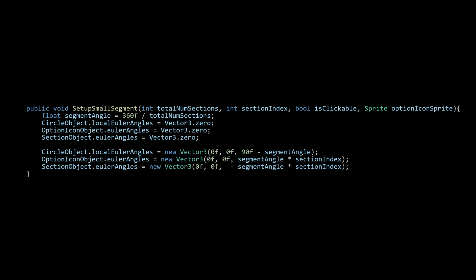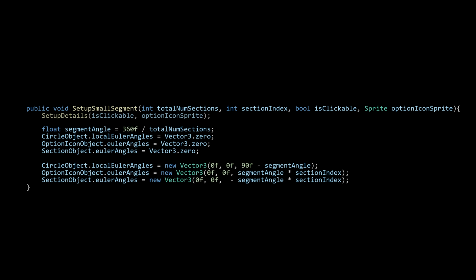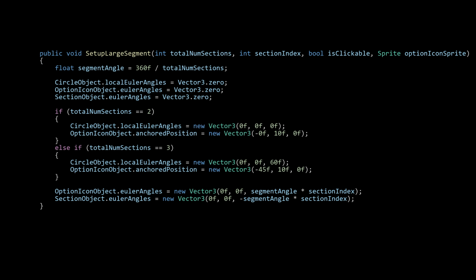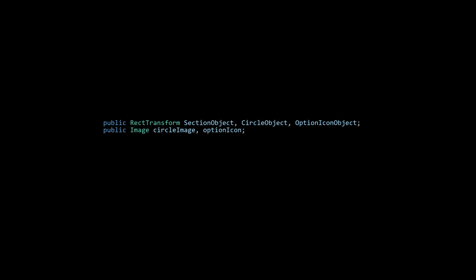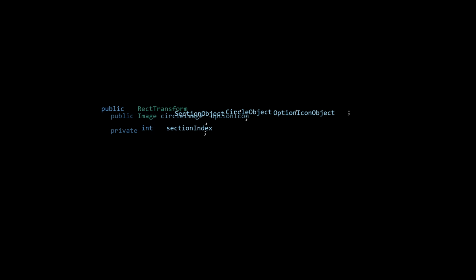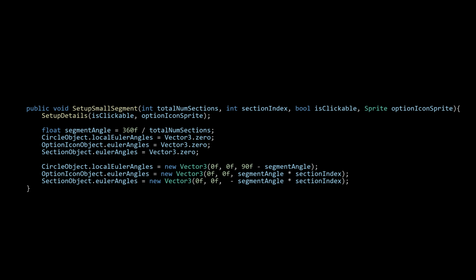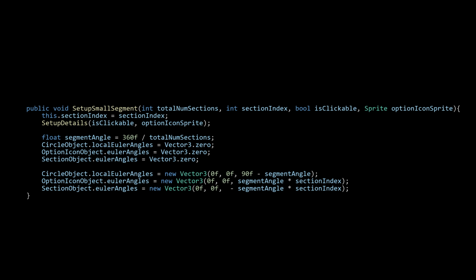Back in our small segment setup, let's use this. And back in our large segment setup, let's use this. In our section class variables, let's also keep track of which segment we are. In our small segment setup, let's record this. And in our large segment setup, let's record this.